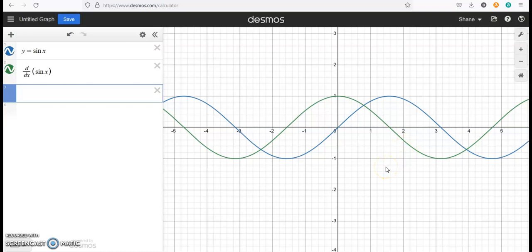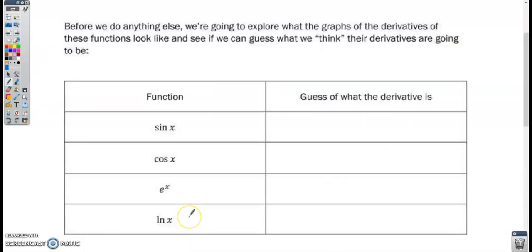Now the question is, what does it look like to us the derivative of sine of x is equal to? Does that look like another function that we know? To me, it looks kind of like it might be the cosine function. I'm just going to take a guess and say maybe that is y equals cosine of x. And boom, we see that that purple graph perfectly covers up the green graph. So it appears that the derivative of sine of x is cosine of x. So that's going to be my guess here. I'm going to put that in my table, cosine of x.